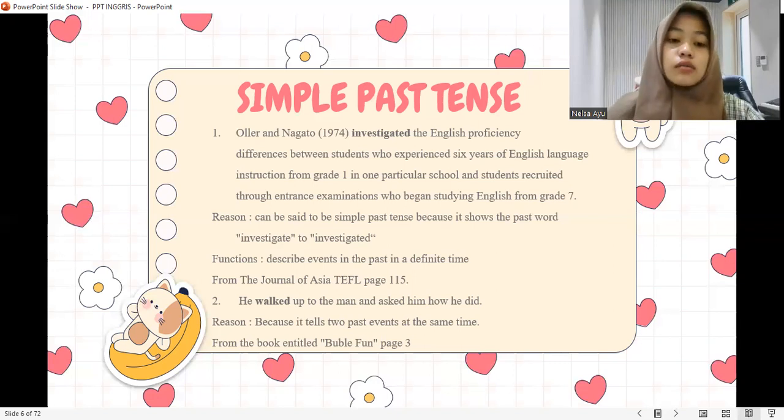Okay, next the example number 2 is he walked up to the man and asked him how he did. Reason, because it tells two past events at the same time. Reference from the book entitled Bubble Fun, text 3.